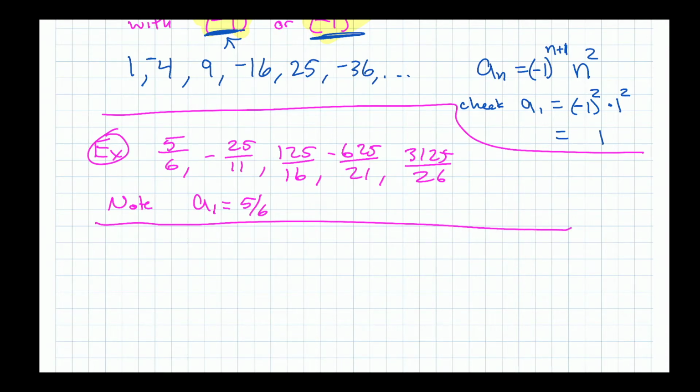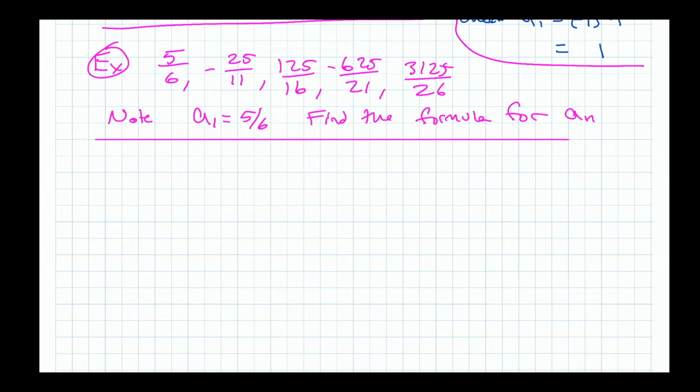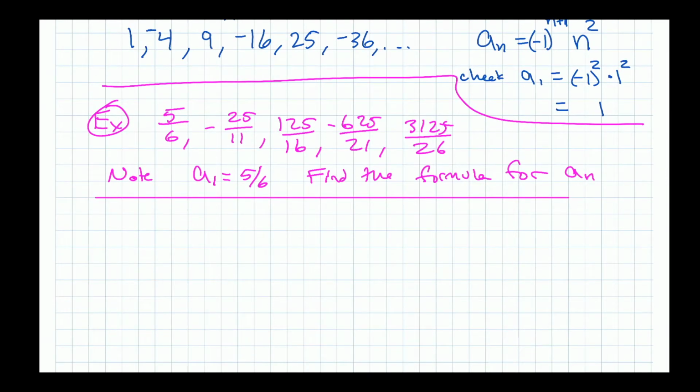All right, and what are we supposed to be doing? We are supposed to be finding the formula for an. All right, so let's see here. What you want to do is just think about the numbers on top and on bottom separately. So first thing is forget the pluses and minuses. I don't care about it right now. Let's just look at the top. Let's go 5, 25, 125, 625, 3125.